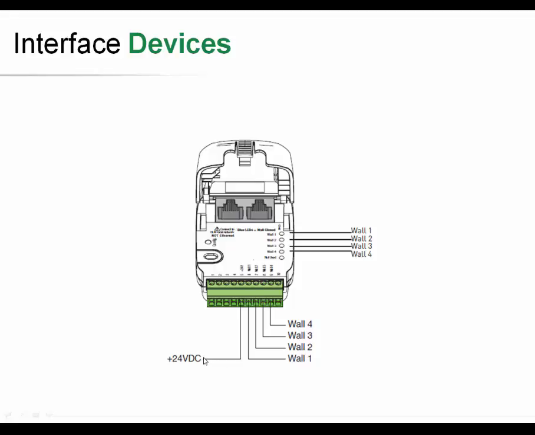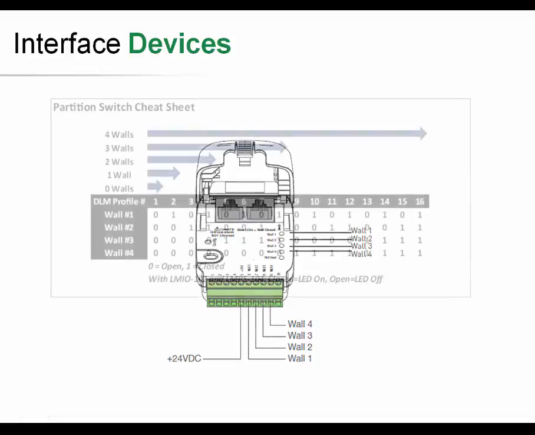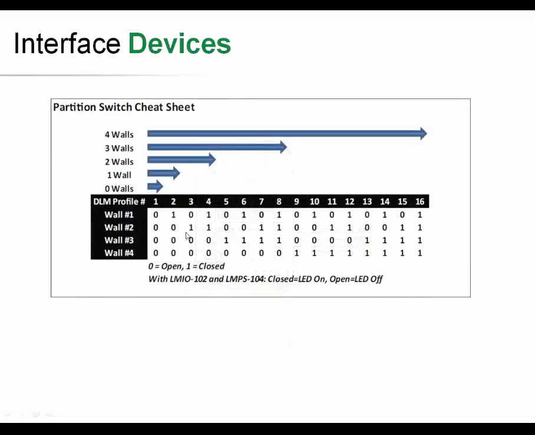We're expecting a dry contact between 24 volts DC and any combination of these partitions. So dry contact between 24 volts DC and wall 1, wall 2, wall 3, or wall 4, or any combination thereof. And we'll look at a chart here in a minute about exactly what partition is triggered for the different devices. And here you go right here.